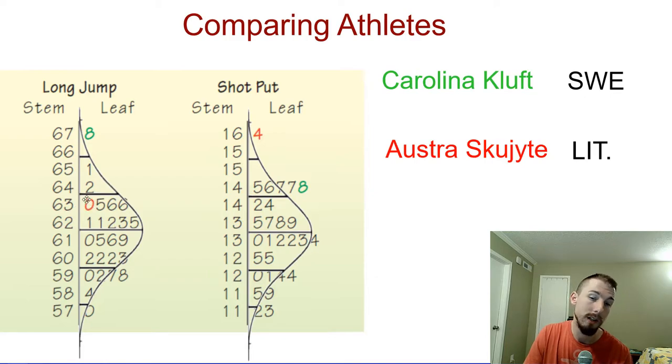So we can see where Austra showed in long jump. She had a pretty impressive long jump, but not nearly as impressive as Carolina from Sweden. She looks like she could jump really far.